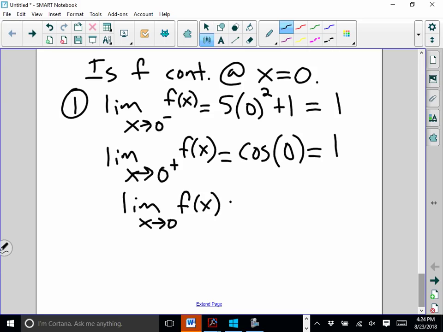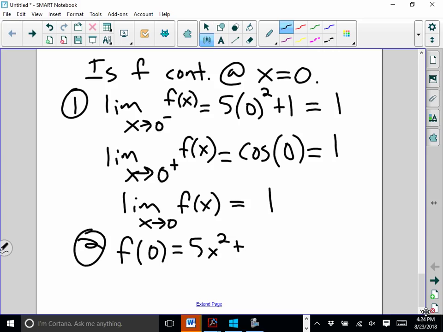So again, because the right-hand and left-hand limits are both 1, we know the limit as x goes to 0 is 1. So we proved that the limit exists, which is probably the toughest part of a piecewise function. Now I just have to quickly show f of 0. So I'm going to show that f of 0 equals 1.